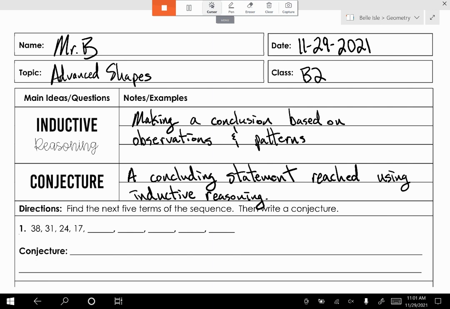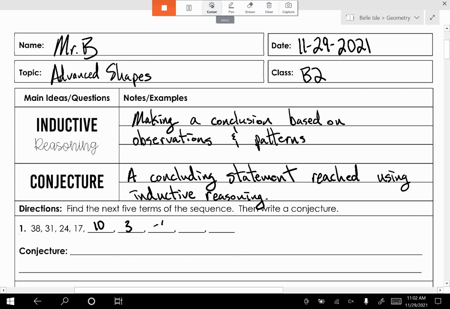So if we look at 38, 31, 24, 17, don't say anything out loud. Just look at them for a second, and see if you can recognize any sort of pattern. Can anybody tell me what they think the next number is, Oliver? 10. Yeah, it'd be 10. So our inductive reasoning is that what? You are making the conclusion that this pattern is subtracting 7 every time. So can we fill out the rest of this?